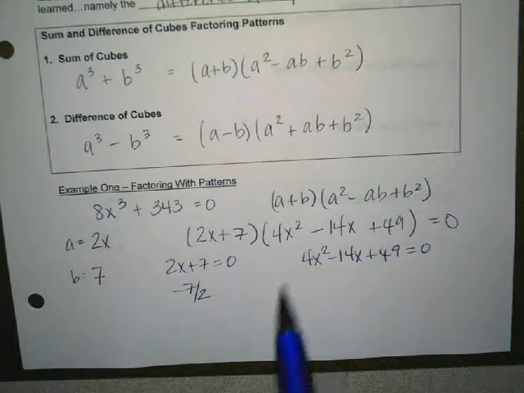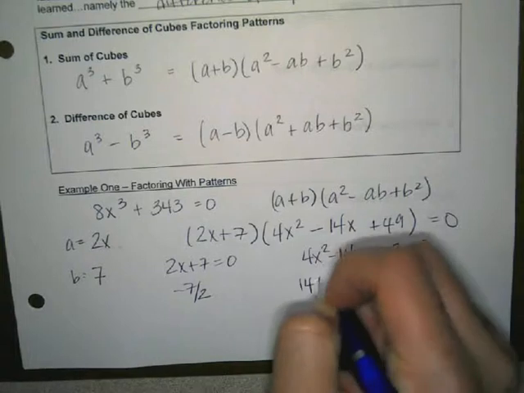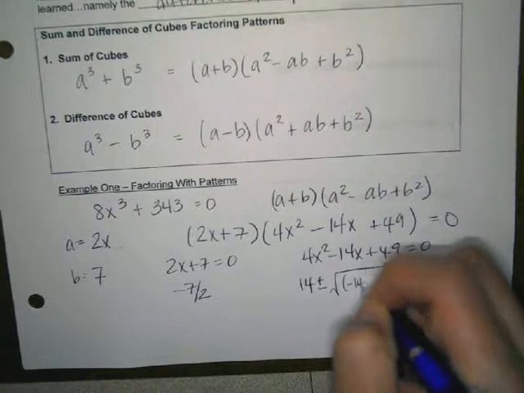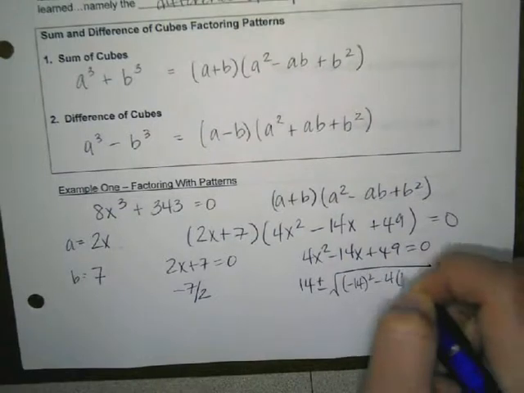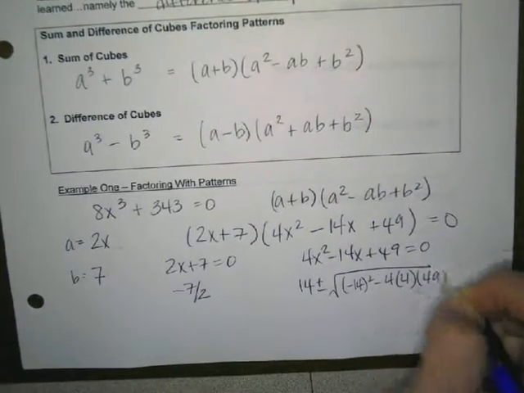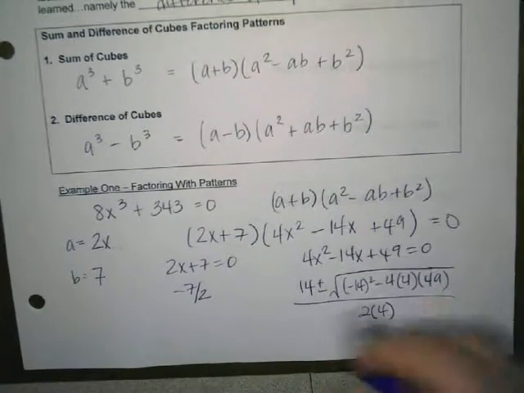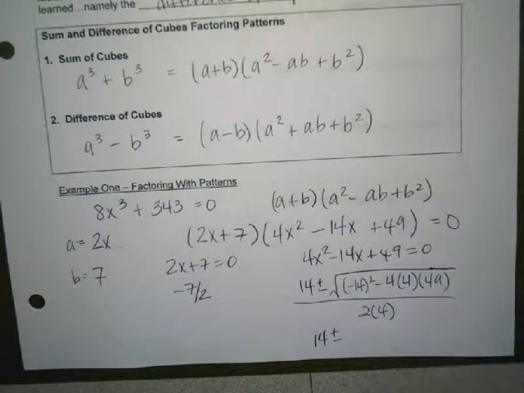Quadratic formula is negative b, so we should have 14 plus or minus the square root of negative 14 squared minus 4 times 49, all over 2 times 4. And then go ahead and simplify underneath the radical, and I'll take the first three hands that are up to tell me what's underneath that radical, what number it is.